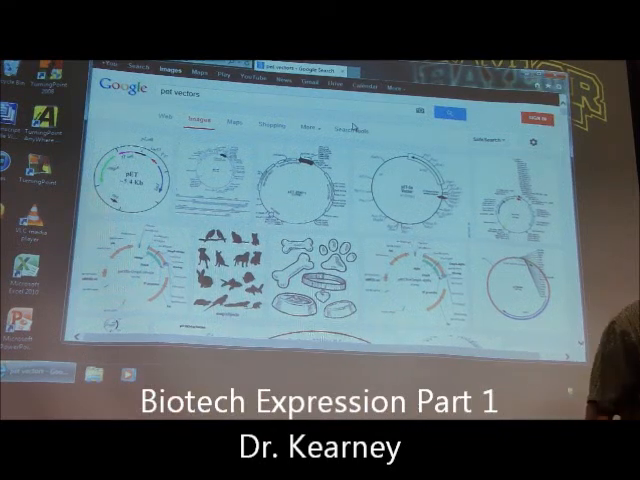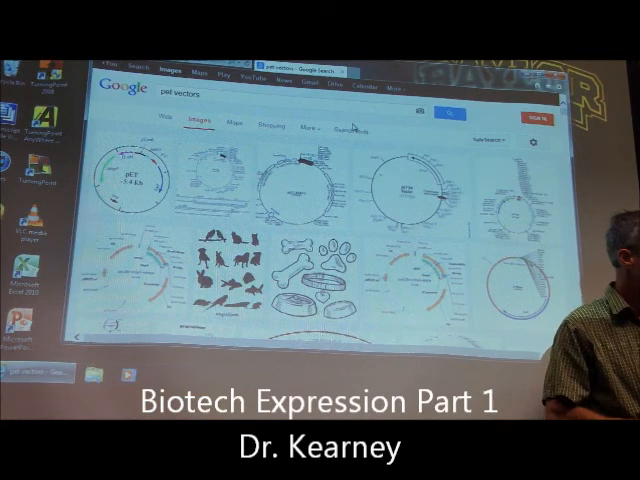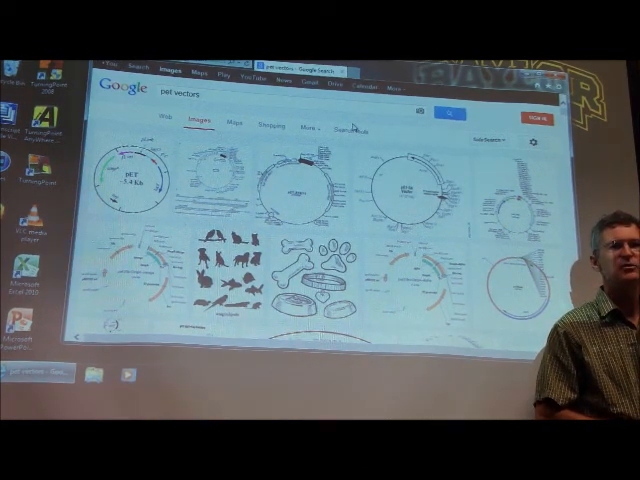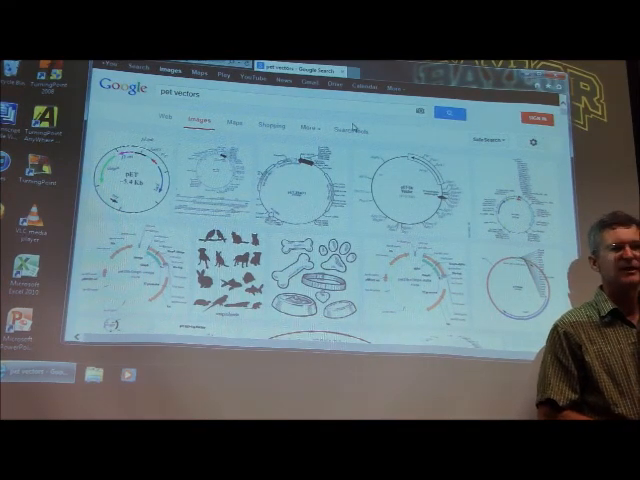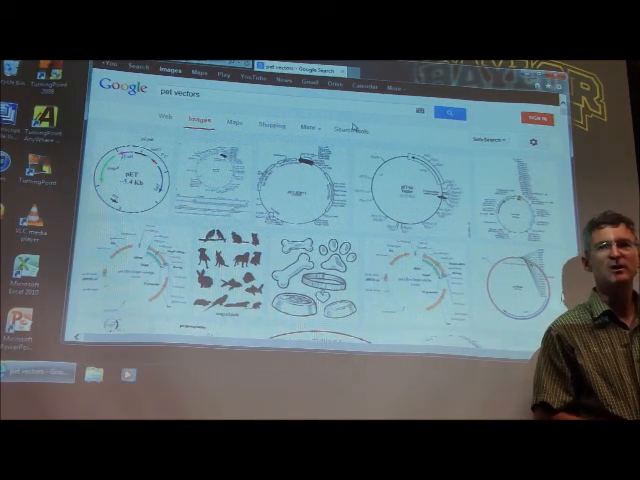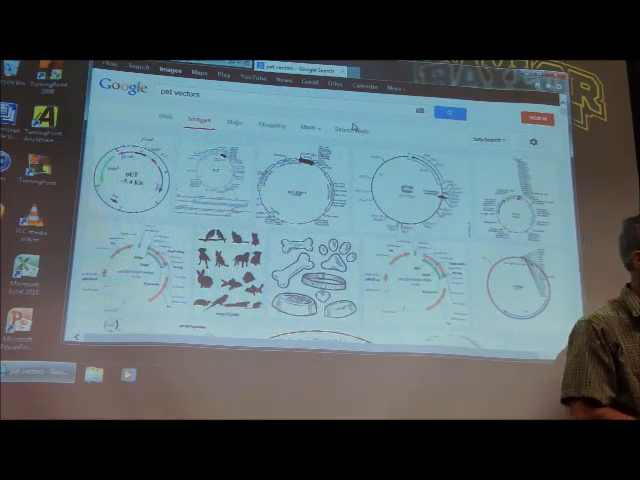This lecture is going to be about vectors and expression systems for protein expression. And we're going through, as always, Google Images and things that we find on the internet, because that's really how we're learning now. All the labs and all the companies are posting to all these things. So that's how we really do our learning now.